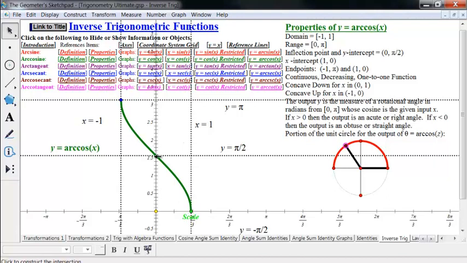And it's an inflection point here on the y-axis, so this part in the second quadrant right here, x going from -1 to 0, that's where the graph is concave up, and then it switches to concave down in this part right here, from 0 to 1. And that is a pretty good overview of the arccosine.